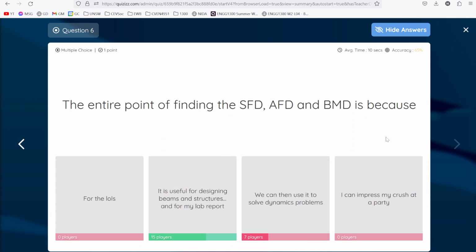Yeah, and then the entire point of finding the shear force, axial force, and bending moment diagram is because it's useful for designing beams and structures and for your lab reports. So, yeah, I think this is a good topic to practice. And yeah, I find it useful in future courses as well.